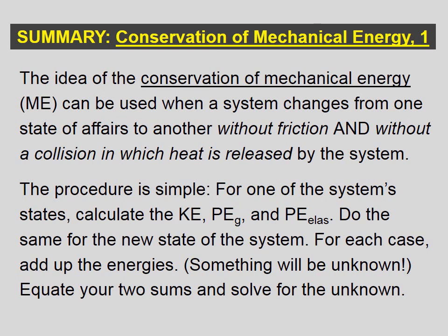The idea of the conservation of mechanical energy can be used when a system changes from one state of affairs to another without friction and without a collision in which heat is released by the system. The procedure is simple. For one of the system's states, calculate the kinetic energy, gravitational potential, and elastic potential energy. Do the same for the new state of the system. For each case, add up the energies. Something will be unknown. Equate your two sums and solve for the unknown.